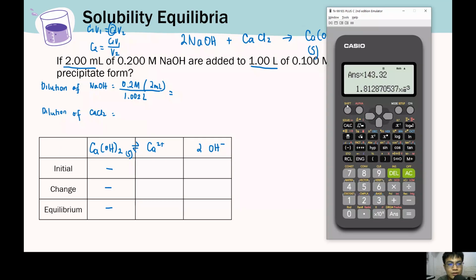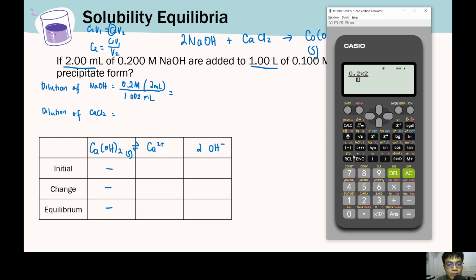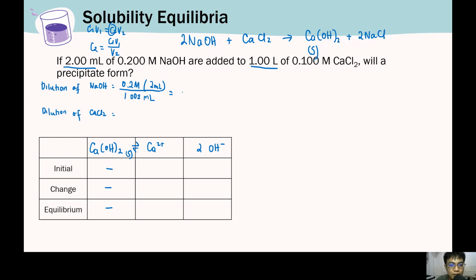So, the diluted concentration will be 0.2 times 2 ml divided by, ml and liters pala to. So, I have to convert this into ml. Divided by 1,002. So, ito na yung diluted concentration. Okay, so 3.99 times 10 raised to negative 4. And then for calcium chloride, ganun din. Okay.